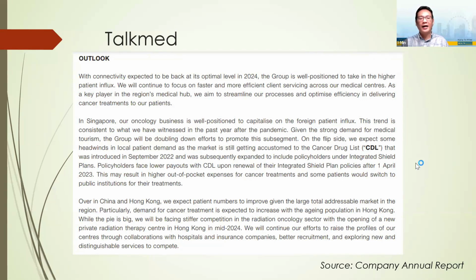The other is that they are expanding into China and Hong Kong. Down here they state that there is quite a decent market size. So this is TalkMed, a medical group specialized in oncology, cancer treatment. Singapore operations are positive because of medical tourism, and they are also expanding into China and Hong Kong. Quite a small group, but the progress is not too bad. It's quite aggressive: since a lot of patients are already coming into Singapore, yet they take the trouble to expand outward also.